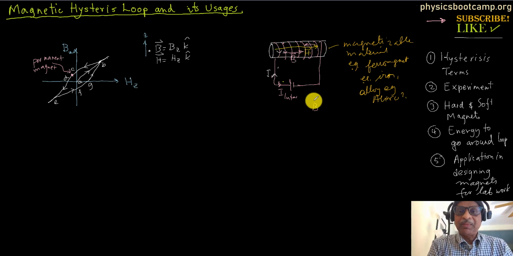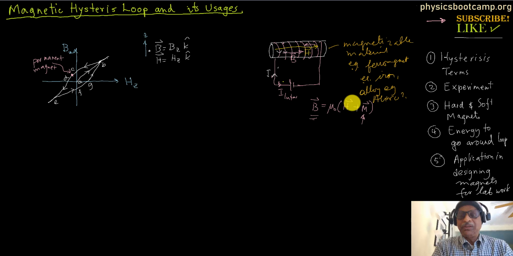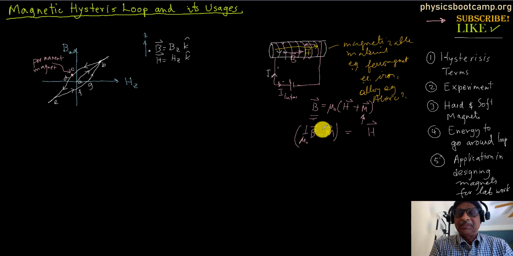Because B is mu naught H plus magnetization. So just because H switched doesn't mean B switches, because this M may still be in the same direction. So you could say I want to plot 1 over mu naught B minus M versus H, okay? You can plot B versus H.